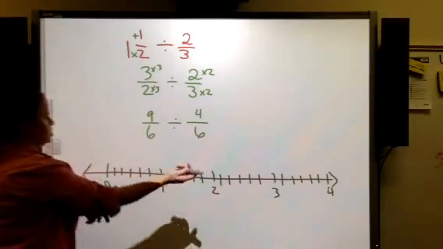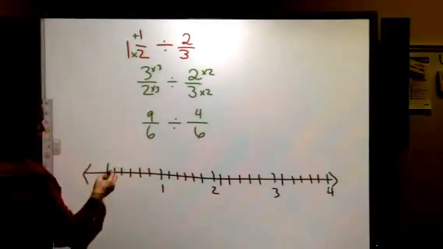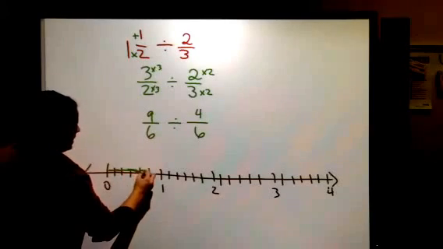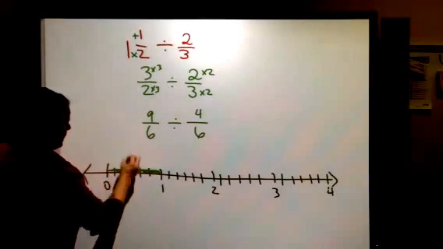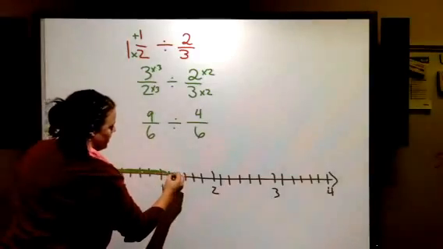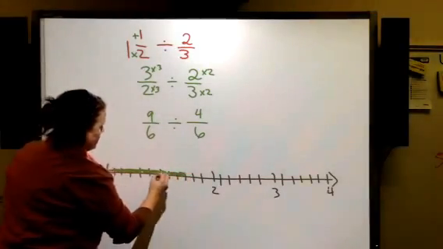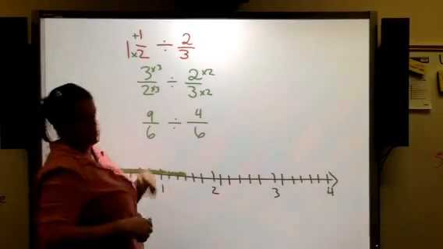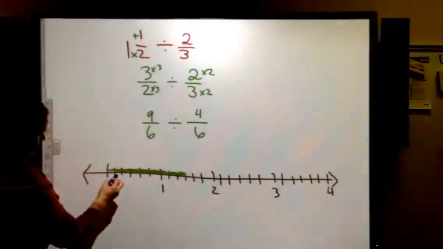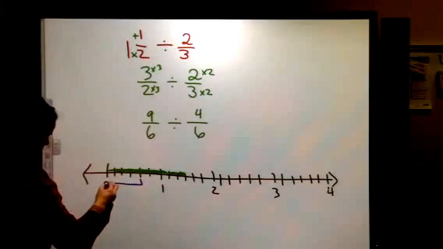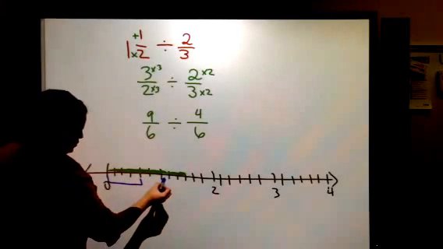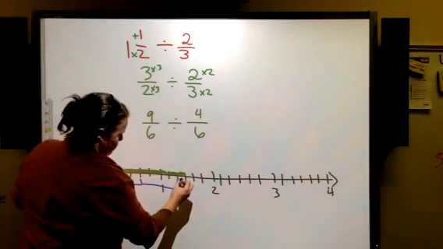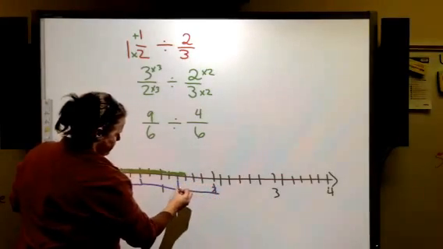Now I'll demonstrate, again with my green, showing what 9/6 looks like. So I've got 1, 2, 3, 4, 5, 6 parts, but I need 9, so 7, 8, 9. I've got 9 parts. And I'm supposed to divide them into groups of 4. So 1, 2, 3, 4. That's one section. 1, 2, 3, 4. Another section. And then 1, 2, 3. So our fourth is right here.